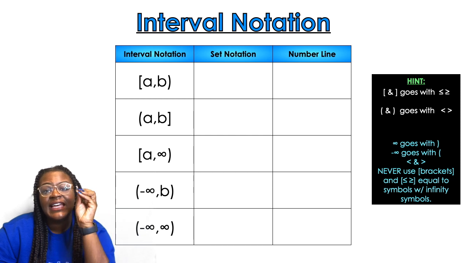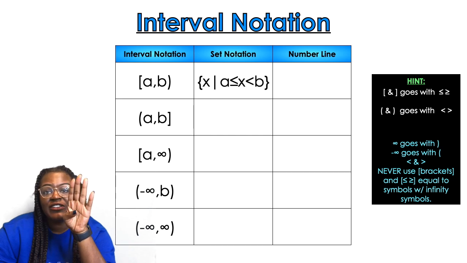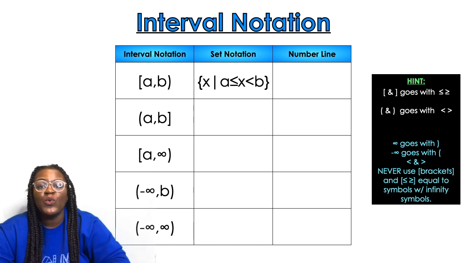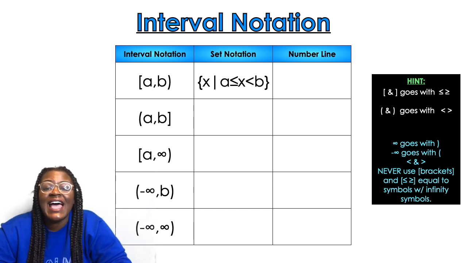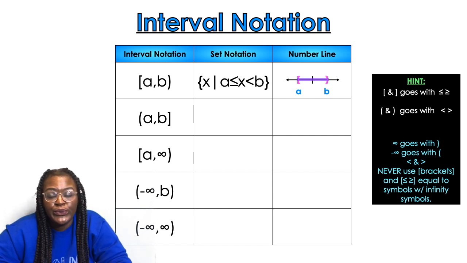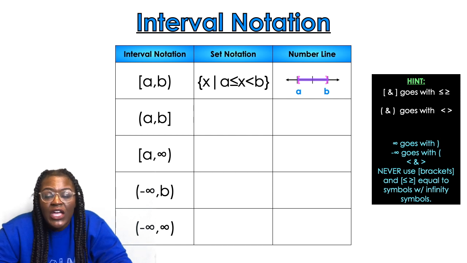X is the set of all numbers such that X is greater than or equal to A and X is less than B. We use the equal to because I have a bracket. Okay, so on my number line, number lines are easy, right? All I do is take a bracket on the A, parenthesis on the B. Let's see if you can do the next one. Do it without me.